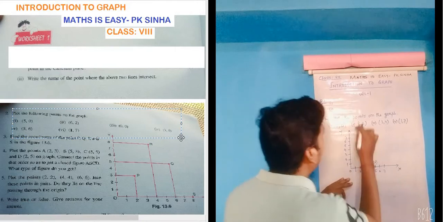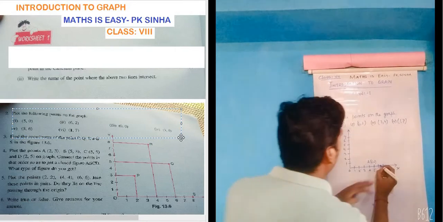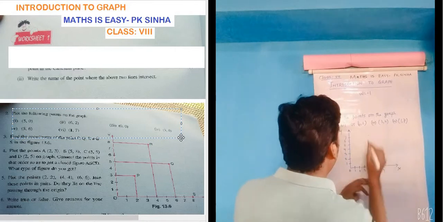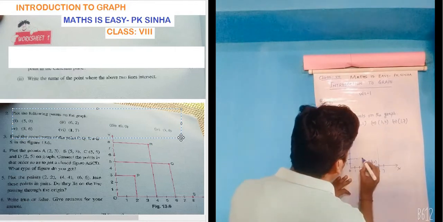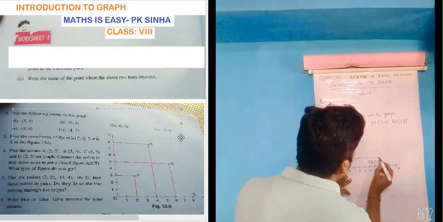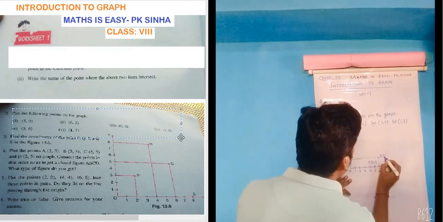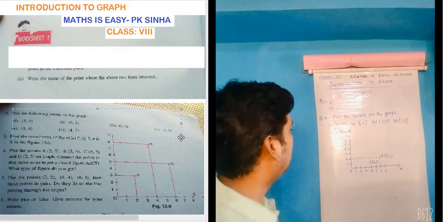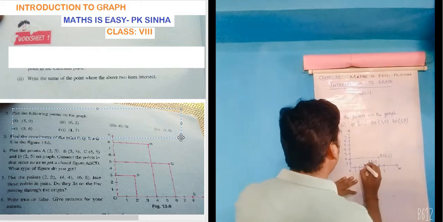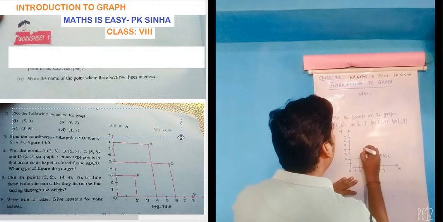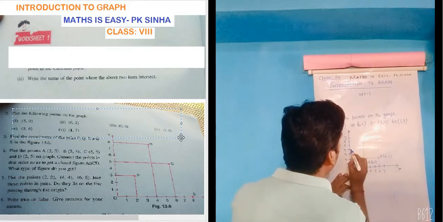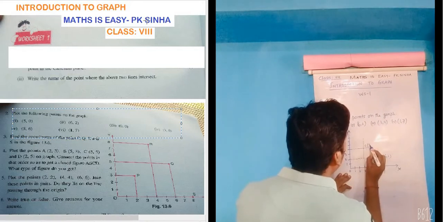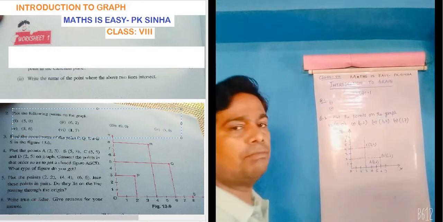Name it A. Next, (6, 2). So 6 is here, we will draw a perpendicular line. And on the y-axis 2, we will draw a perpendicular line. Where they intersect, this will be the position (6, 2). Okay. Next is (3, 4). On the x-axis 3 we will draw a perpendicular. On the y-axis it is 4, so we will again draw a perpendicular line. Where they intersect, we will get (3, 4).